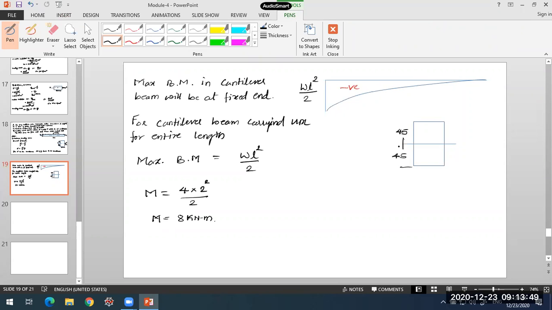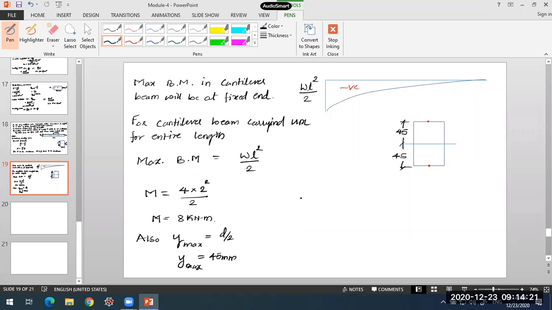So I'll be considering the points at the two edges, top edge or bottom edge. These are the points where we'll get y maximum. Also, distance of extreme fiber y max will be equal to d by 2, or this is equal to 45 mm in our case.